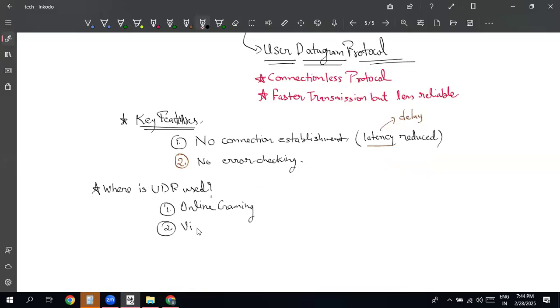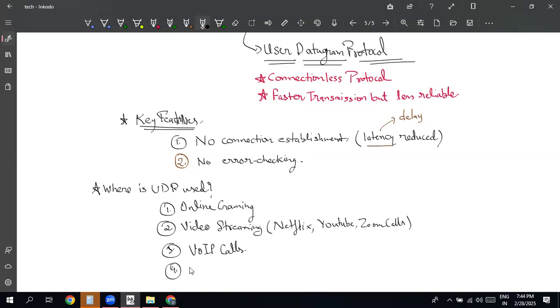Video streaming, just like this live meeting of Zoom. It could be your Netflix. It could be YouTube or Zoom calls. Then the voice over IP phones, the VoIP calls, also utilize UDP. The DNS queries are also one of the examples of the UDP protocol.